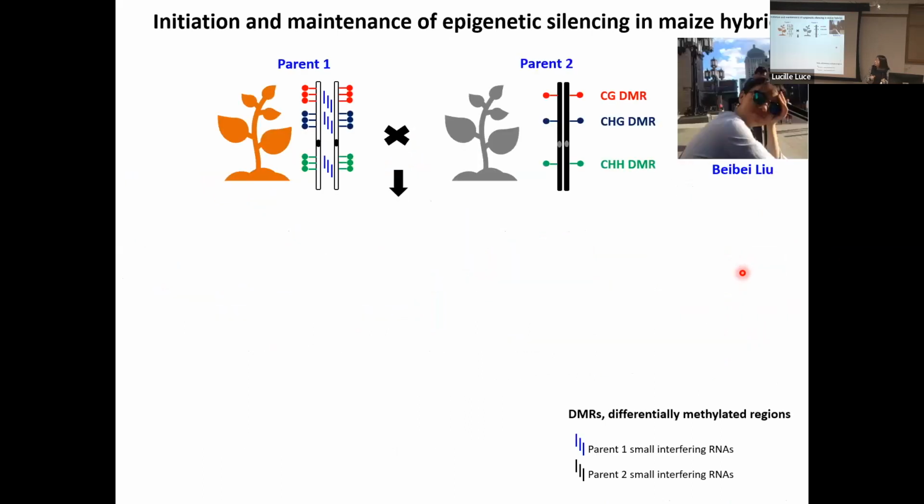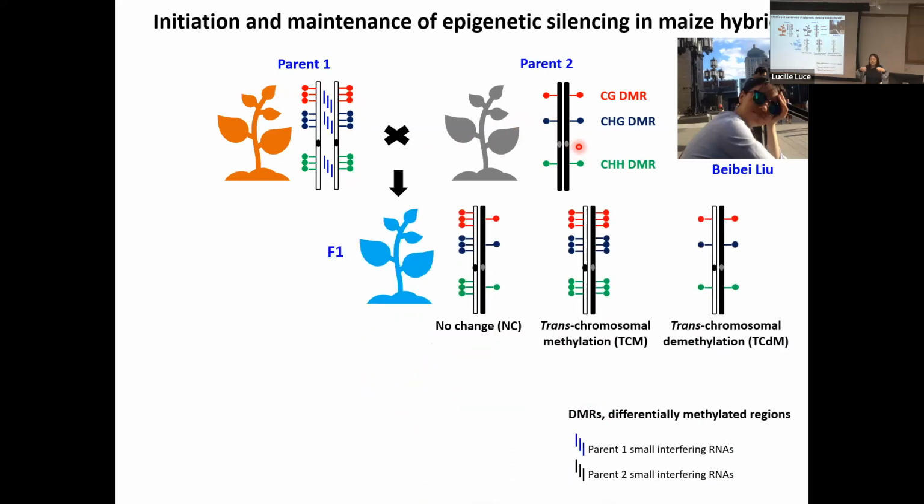In addition to using this mutant, we also use hybrids to test how silencing is initiated and maintained. For example, you have two different maize backgrounds, or different parents, and their methylation is differentially methylated. You can see at this region, parent 1 is highly methylated and parent 2 is unmethylated. So they are separate, right? But when you hybridize them together, these two sets of chromosomes are in the same nucleus. So what does their methylation pattern look like?